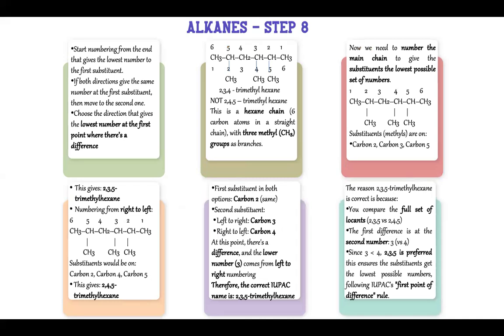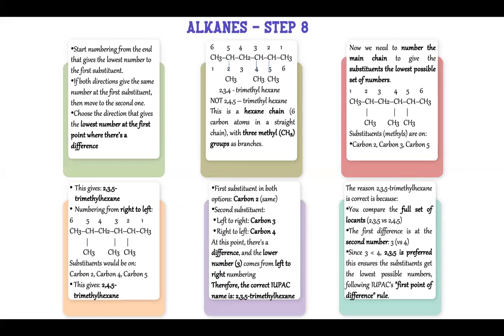And for step 8, what are the conditions? Start numbering from the end that gives the lowest number to the first substituent. And if both directions give the same number at the first substituent, then move to the second one, and choose the direction that gives the lowest number at the first point where there is a difference. And look at this example, which has been numbered from both ends, from left to right and from right to left.